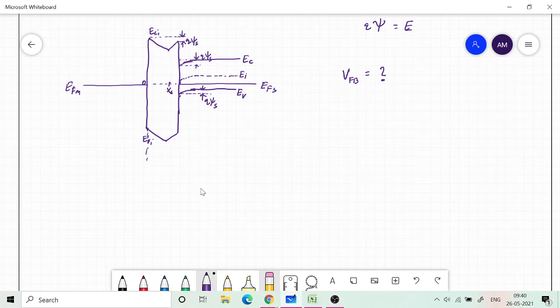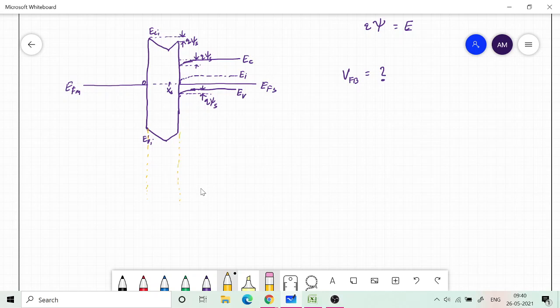Are you listening? Hello? Yes, sir. Yes, sir. Should we apply positive voltage or negative voltage in order to straighten the band?